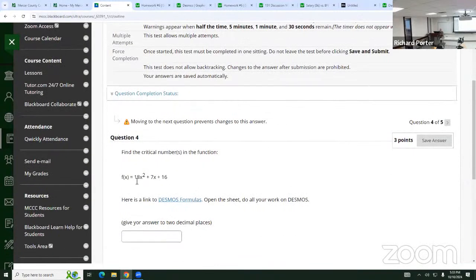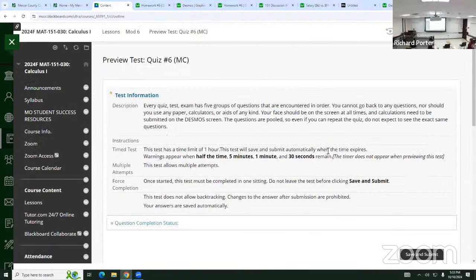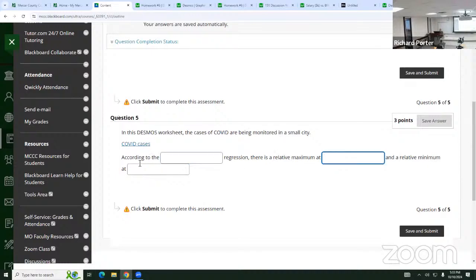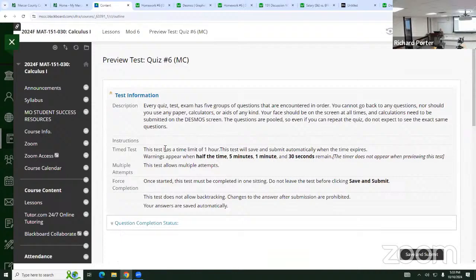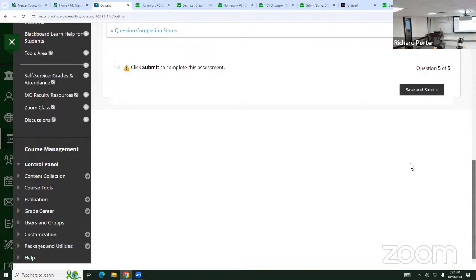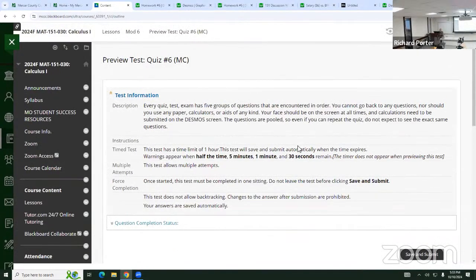Find a critical number. So you just take the derivative, you just find it. For this, you can just graph it and find the max and mins. Or you could set the derivative equal to 0. Now this is analysis of functions. It says, according to the blank regression, there's a relative maximum at blank and a relative minimum at blank. So this quiz is actually kind of odd. I may have to fix it. Don't spend too much time on it because I might fix it. Okay. That's all. Have a good day.